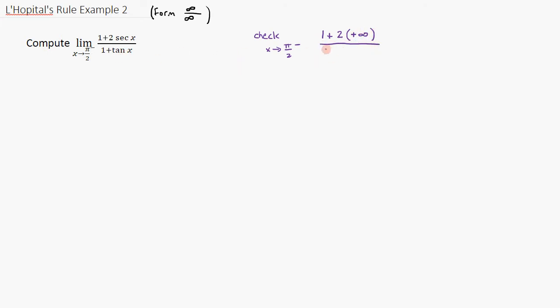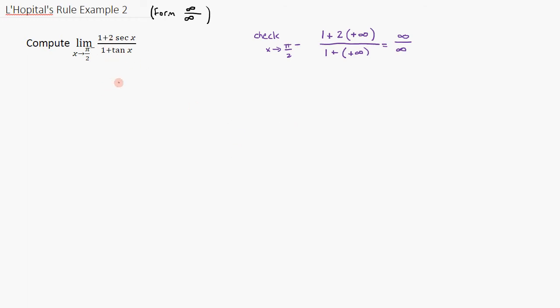And then in the denominator, as x approaches pi over 2 from the left, tangent x will also approach positive infinity. Okay, so now because this part goes to positive infinity, if you add 1 it doesn't change it. Again, because this goes to positive infinity, if you add 1 it doesn't change it. So we see that this limit is of the form infinity over infinity.